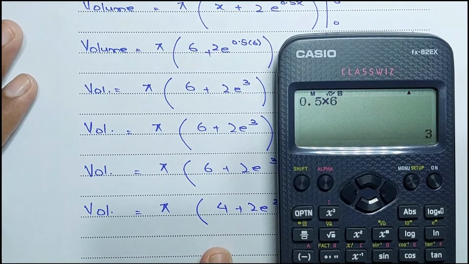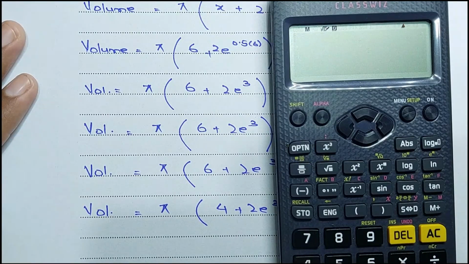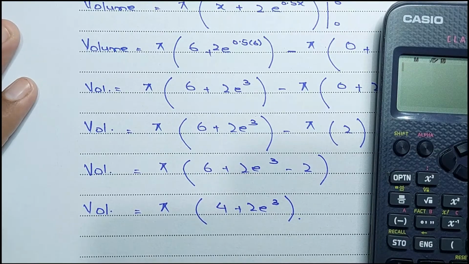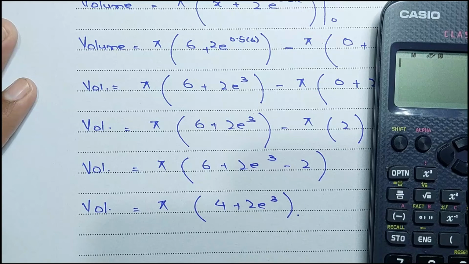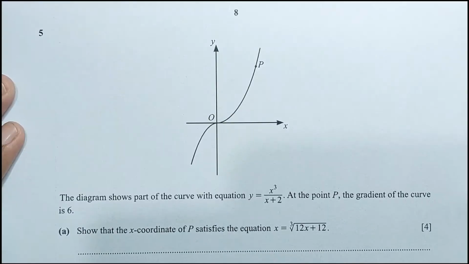This would be the exact volume, or you can just simplify. We can keep the answer in terms of e and pi. That is also okay, which is 4 pi plus 2 pi e cube. Or you can find it exactly by doing a calculation. Both are correct.